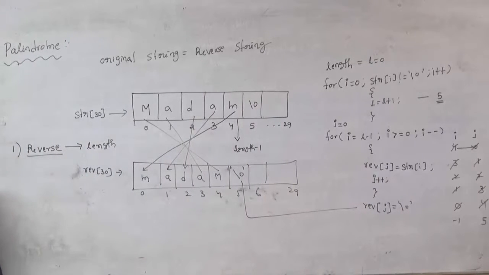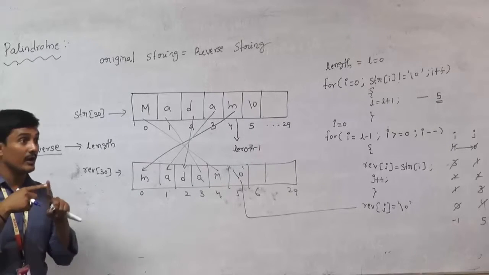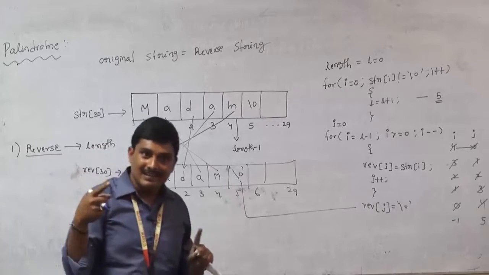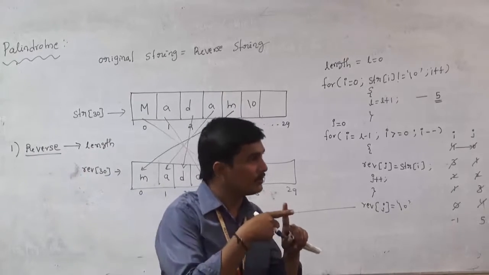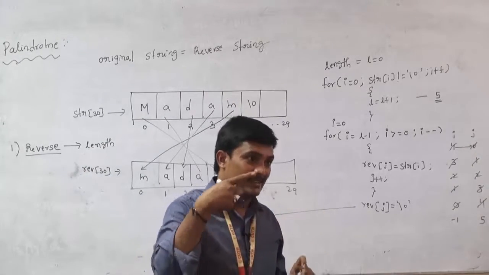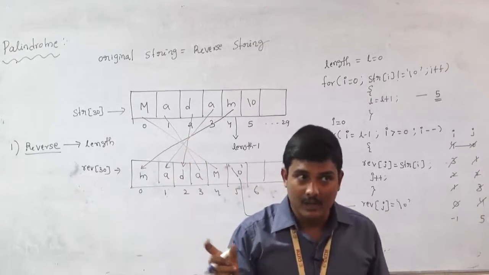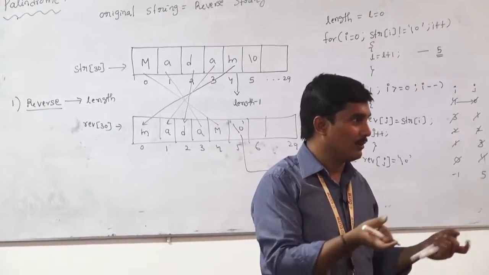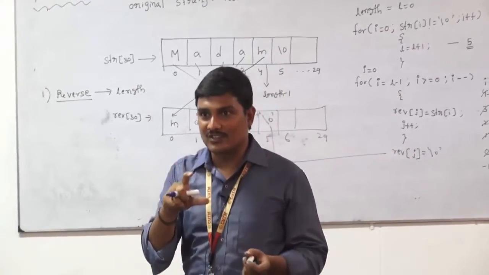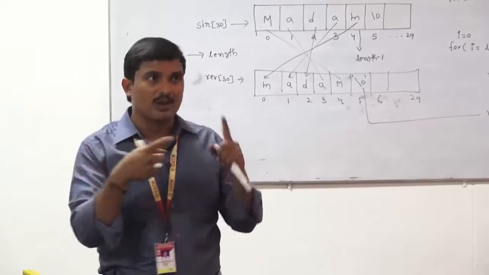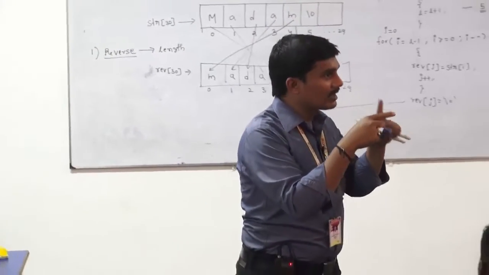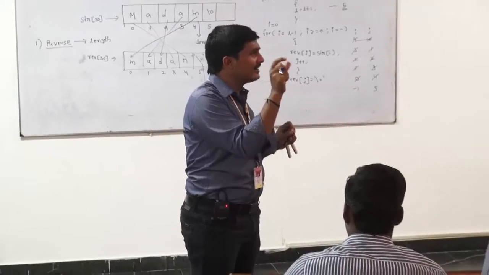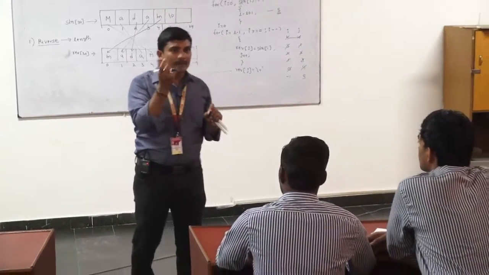After completion of the reverse process, next we have to perform comparison. Already in the last class we discussed how to compare two elements. The initial condition is that both lengths should be equal. In this case both lengths are anyway equal, because the original string and reverse string always have equal lengths. You just have to compare the content, the data within the string. So you know how to compare it.